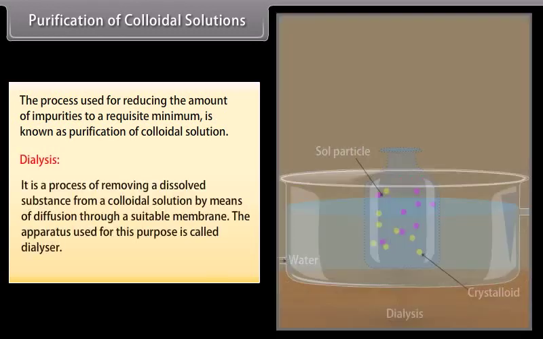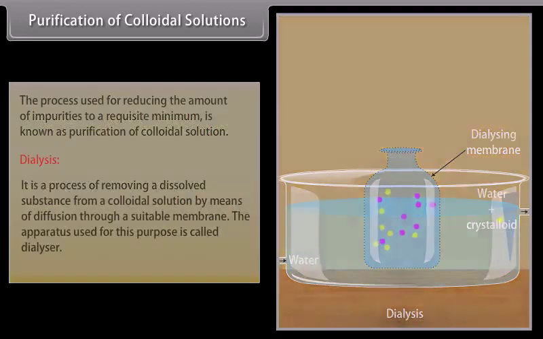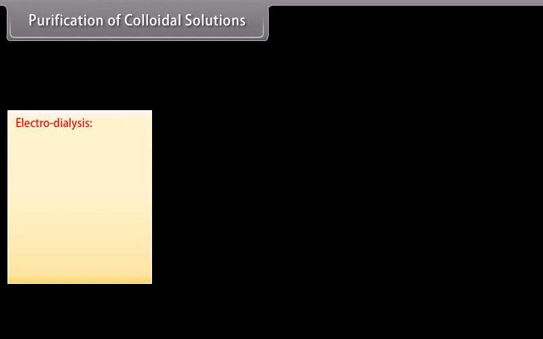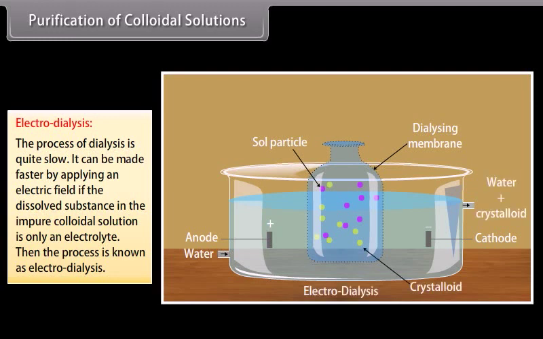Dialysis. It is a process of removing a dissolved substance from a colloidal solution by means of diffusion through a suitable membrane. The apparatus used for this purpose is called dialyzer. Electrodialysis. The process of dialysis is quite slow. It can be made faster by applying an electric field if the dissolved substance in the impure colloidal solution is only an electrolyte. Then the process is known as electrodialysis.